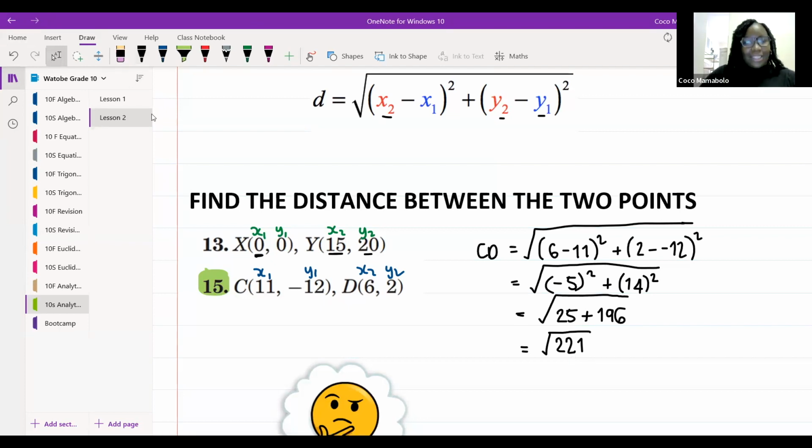We're going to leave it in surd form, guys. Do not give us the fraction or the decimal. And the reason for that is that there are many, many fractions.